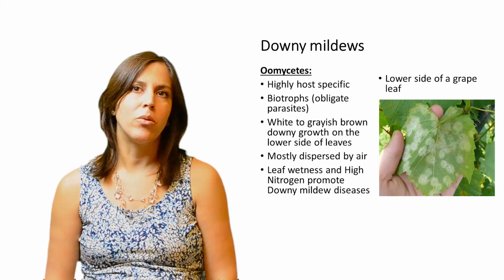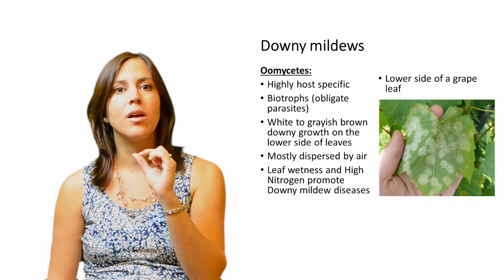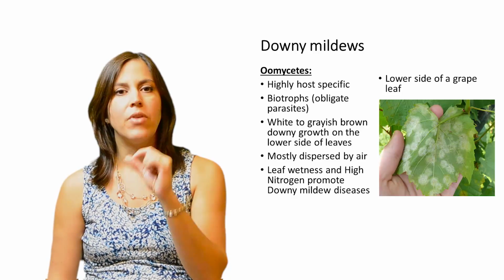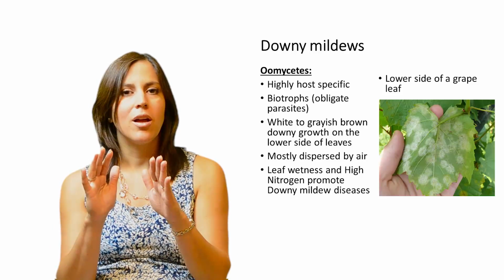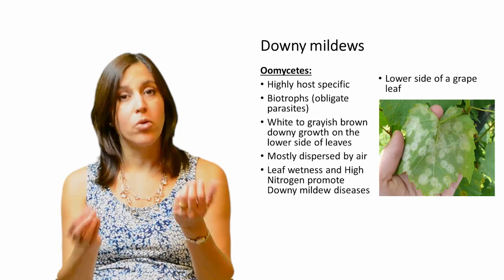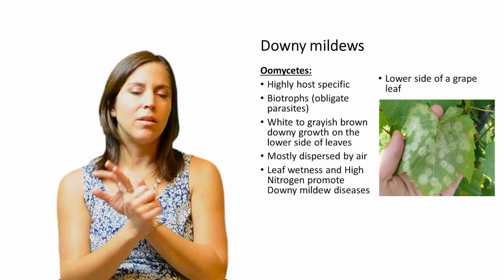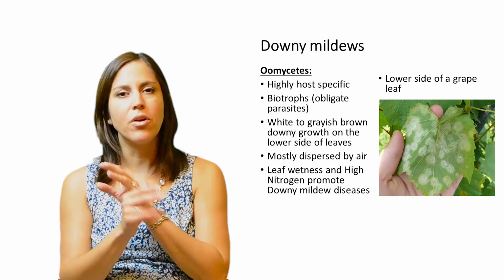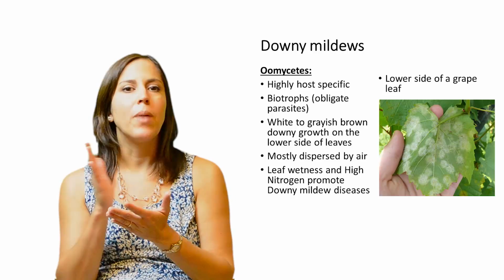So now we're going to be discussing downy mildews, which are very, very similar to powdery mildews, but they have very specific characteristics and very specific differences. And I want to touch both of them because I don't want you to be confused whenever you see either powdery mildew or downy mildew. So one of the major differences is that the type of organism that is causing the disease is a completely different one. In this case, the downy mildew is caused by an oomycete.